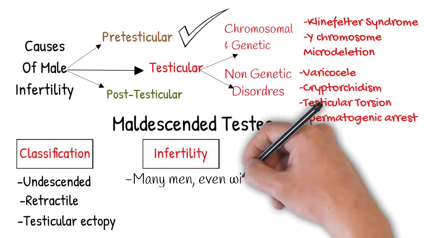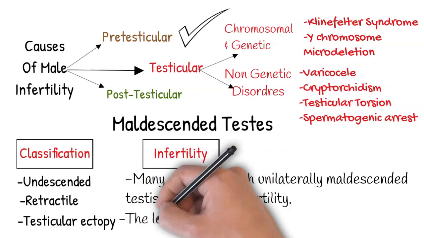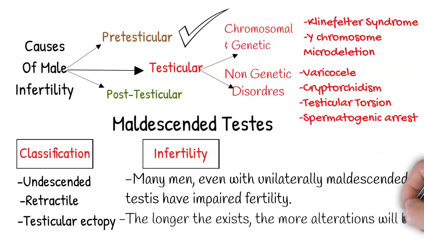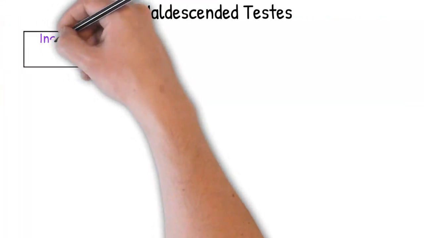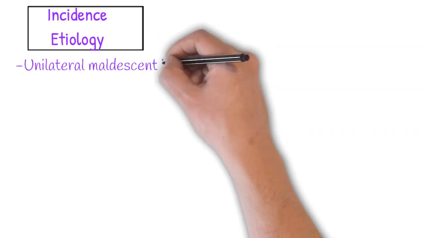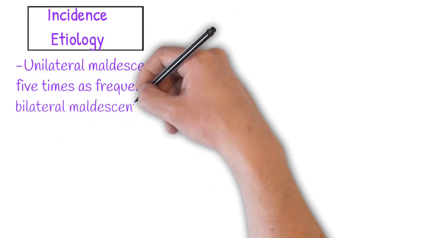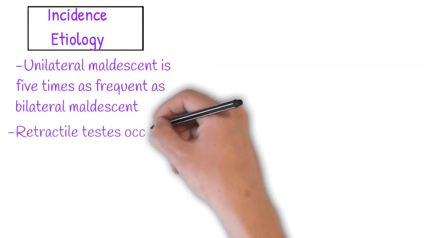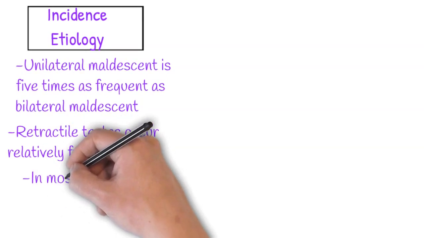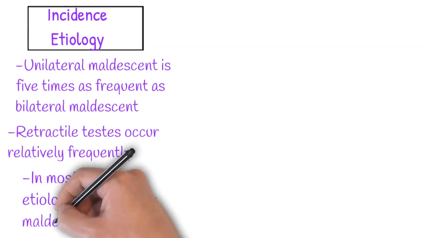What is the risk of developing infertility in patients with mal-descended testes? Many men with even unilateral non-descended testes may have an impaired fertility. Also, the longer the time the testes exist mal-descended, the more alteration in the morphology of the testicular function. What is the incidence and etiology of mal-descended testes? Unilateral mal-descended testes is 5 times more common than bilateral testes. Retractile testes occurs more frequently than other types of undescended testes. The most common etiology of undescended testes is unclear.